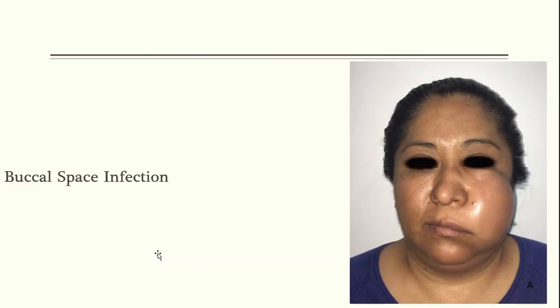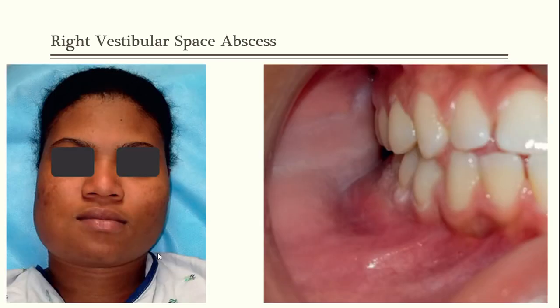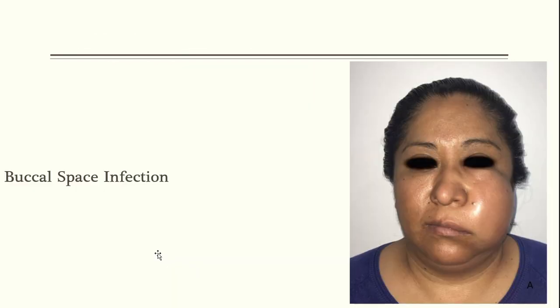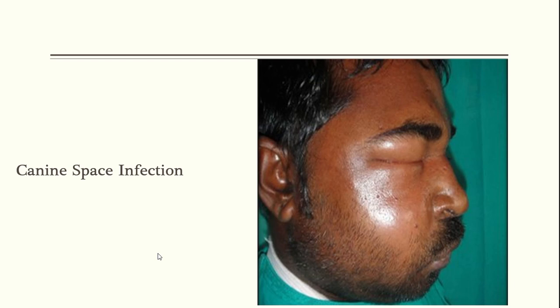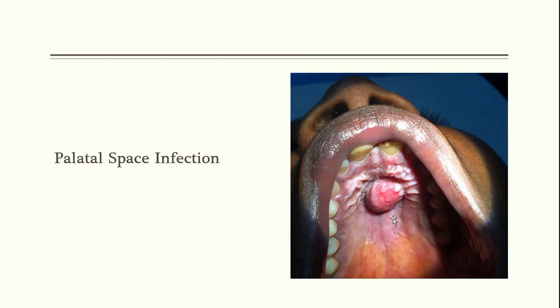Now here this one is due to a lower tooth. As we can see, it's not reaching up. This one is reaching the maxillary part, so we would suspect a maxillary tooth. Here is a canine space infection. As you can see, the eye has closed due to the swelling that's around it. Here we have a palatal space infection. Now the most likely cause would be the upper lateral or the palatal root of the 4 or the 6.